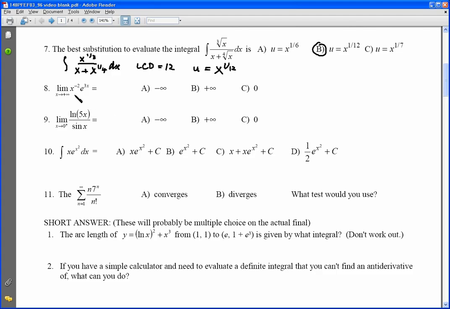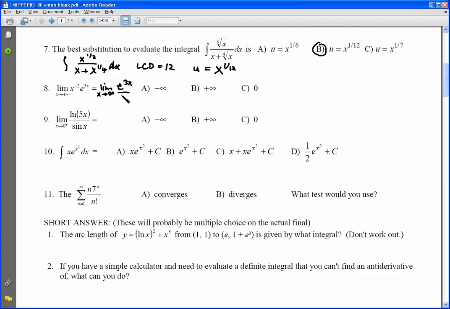Okay, and then we've got a limit, and this involves powers and exponentials. So you could rewrite this as the limit as x approaches infinity, and we could bring the x to the -2 down on the bottom as a +2. So this is e to the 3x on top over x squared on the bottom.